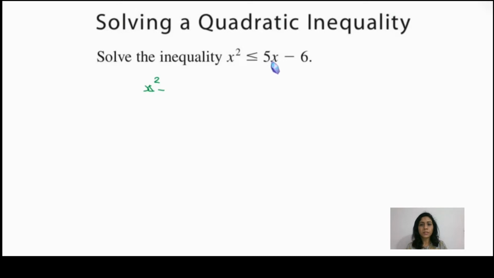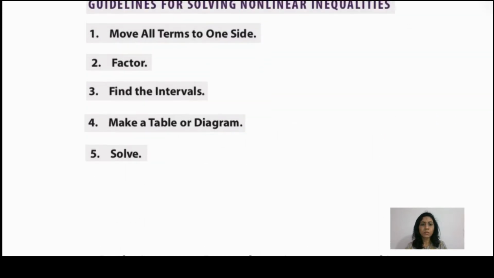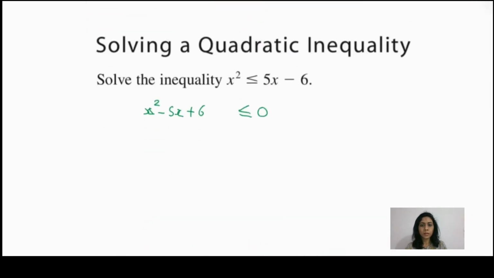5x here, minus 5x. Minus 6, this side positive 6. Less than or equal to 0. First one done. Now second, factor.